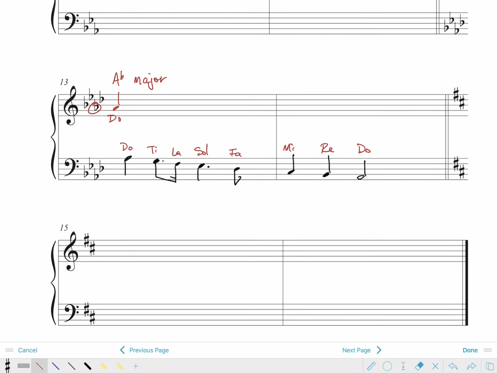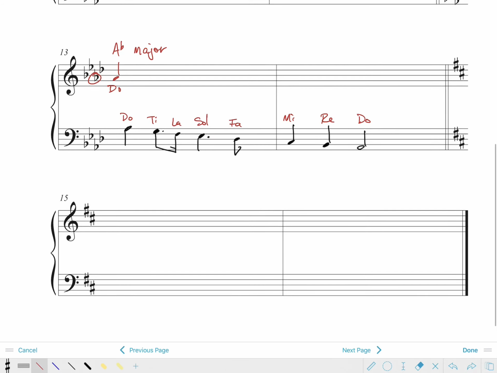Now that we've got the correct solfege syllables, let's sing the excerpt together. Do, ti, la, sol, fa, mi, re, do. Very good. You're well on your way to becoming an expert sight singer in solfege. Let's do one last example together.